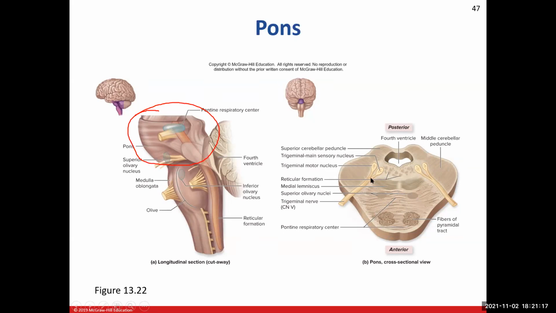And I know I keep showing you parts of the reticular formation, and we'll talk about that in a few moments. And then we have some of the nuclei here for our cranial nerves.